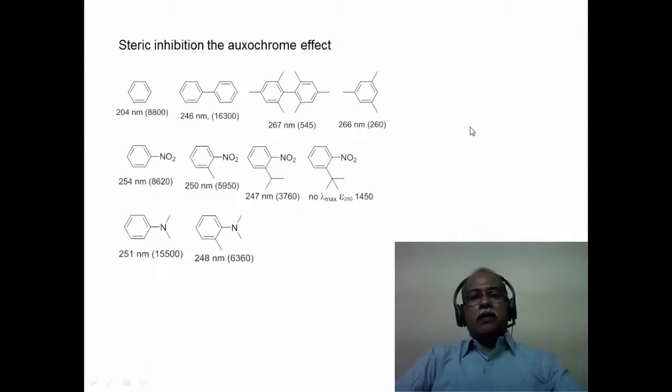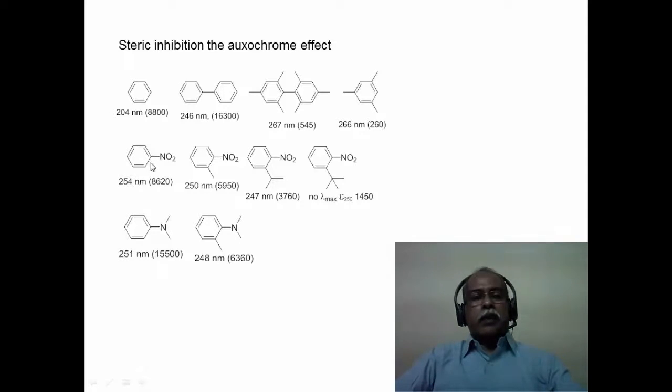This is because you have the ortho substituents which are going to make these two phenyl rings out of plane with respect to each other. So the extended delocalization of electrons is not going to take place because of the steric inhibition of the methyl groups which are present in the ortho positions. This is better illustrated in the case of nitrobenzene.